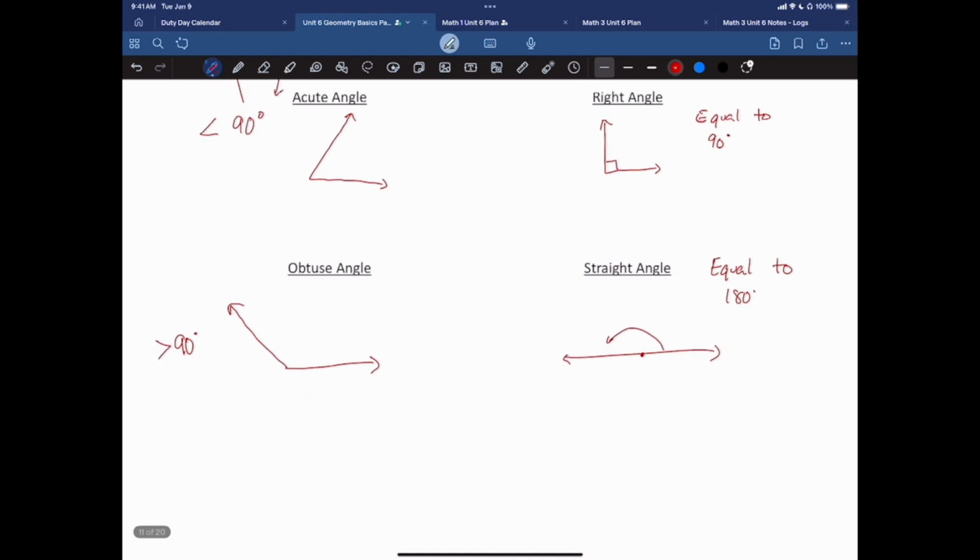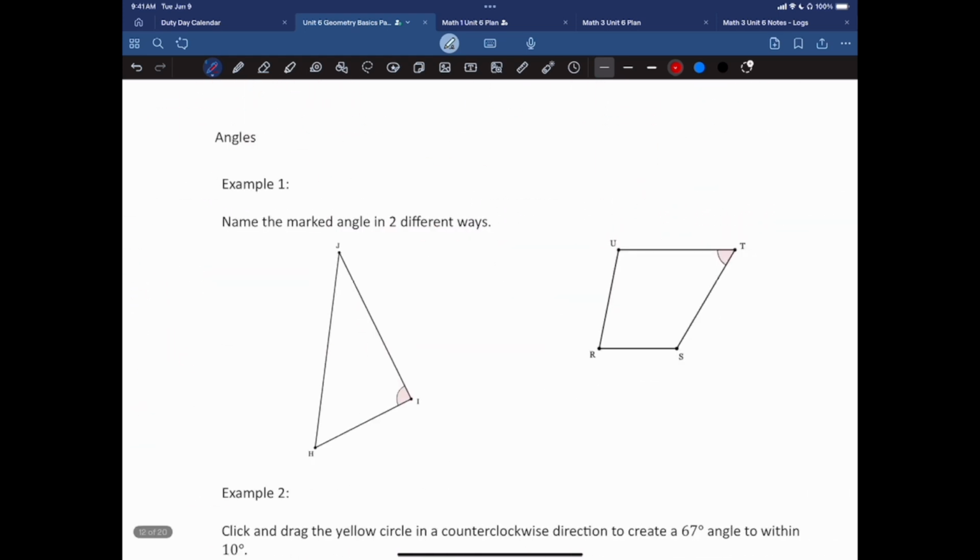Let's jump into the examples now. Example 1, we will name and mark the angle in 2 different ways. Typically, you'll see it marked like so, right here. We use this symbol to say angle, and typically we use 3 letters to label an angle. We're going to do it in order. We want the vertex in the middle. The vertex is the point where my rays come off of.